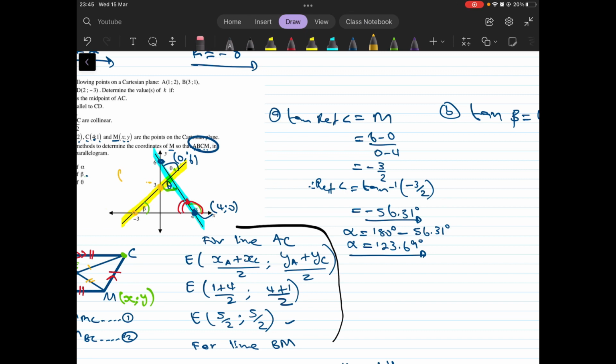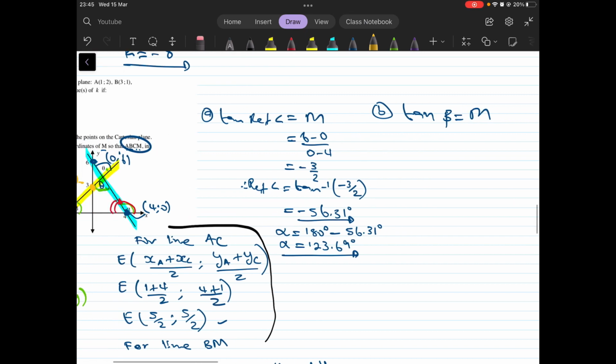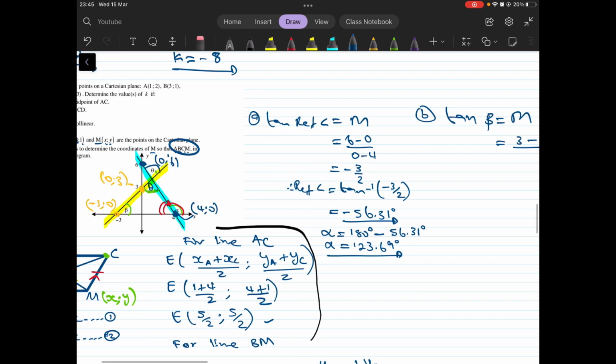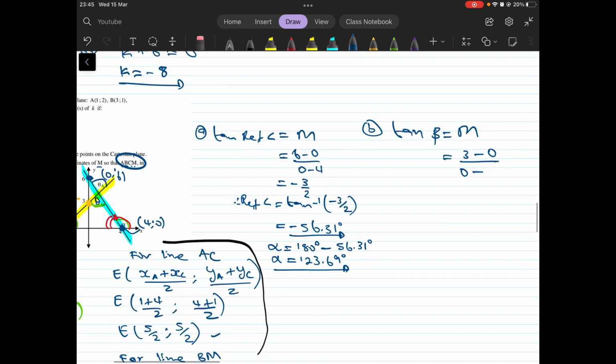This point is (0, 3) and that point is (negative 3, 0). I hope you copied them. To get the gradient, that's 3 minus 0 divided by 0 minus negative 3. That is 3 over 3, which is 1. That is tan of beta, not beta. Therefore beta is arctan of 1, which is 45 degrees.